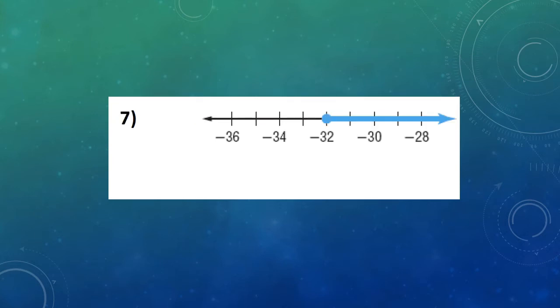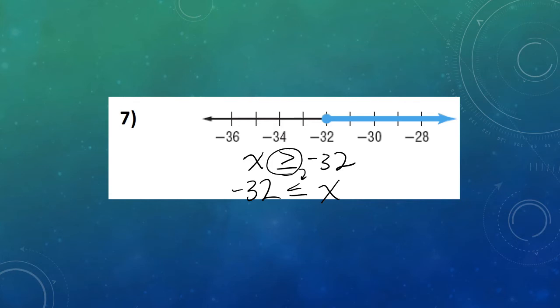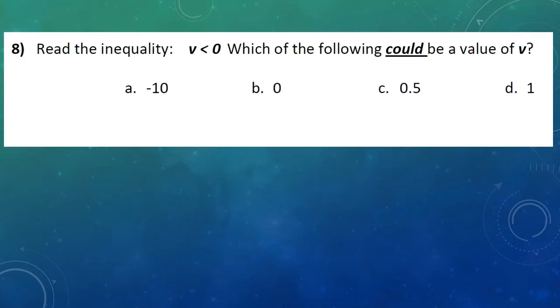Here's number 7. We have x and -32. We're dealing with the greater than or equal to sign since we have a closed circle on -32. And we can also write this -32 is less than or equal to x. So we remember that when we write it both ways, if we write it with the variable on the left to start, we remember to flip that sign to give us the second way to write it.